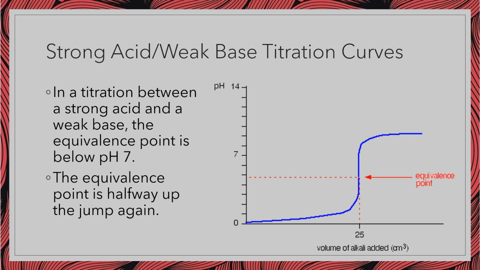Now, strong acid, weak base, it's going to be below pH 7. Okay, it's going to be different depending on the acid and base that is used, but either way, the equivalence point is halfway up that steep jump. So we basically find where the steep jump is, go halfway up, and that's our equivalence point.